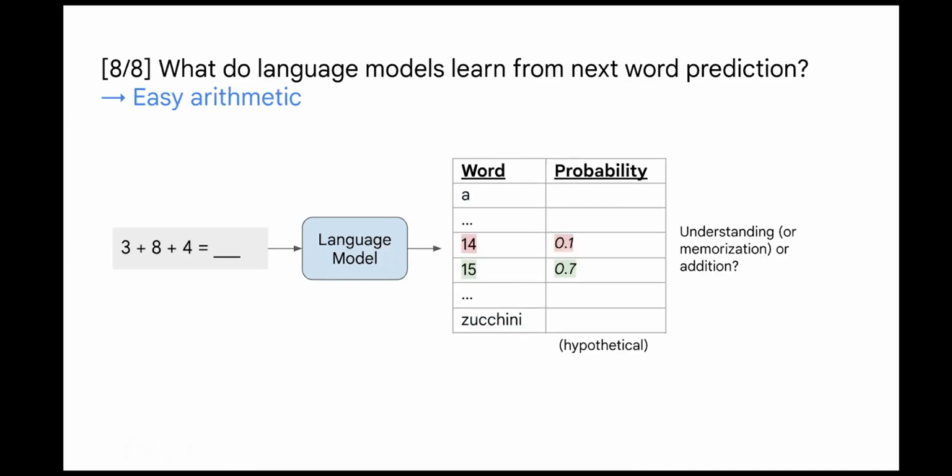And then finally, here's another example where the language model can probably learn to do even easy arithmetic tasks. So something like 3 plus 8 plus 4. Maybe it's seen that exact example in the massive training set, or there are enough examples that are sort of close enough that it could probably figure out that it should be 15.